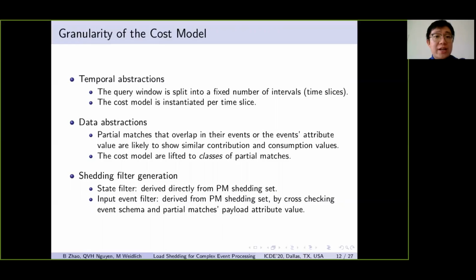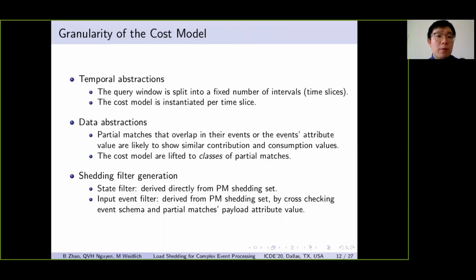After this, we generate state filters and input filters to perform actual load shedding. State filters are generated directly from the partial match shedding set as a lookup table. Input filters are derived from the partial match set by cross-checking the event schema and value predicates of the query.